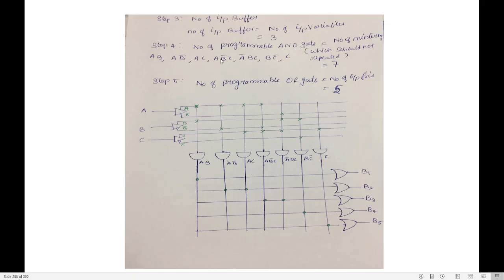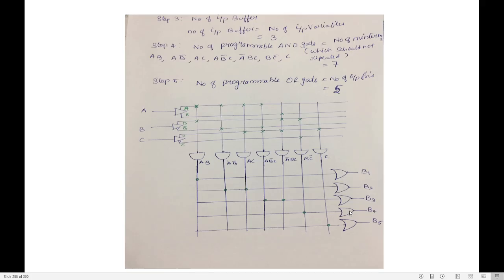Okay, what is the fourth one? A, B bar, C. So, there are three variables: A, B bar, C. A, okay, B bar and C. Can you see this is your C? This is your B bar. So you fill all the AND terms. Finally come to the number of OR gates. Number of OR gates is 5. So draw 5 OR gates.